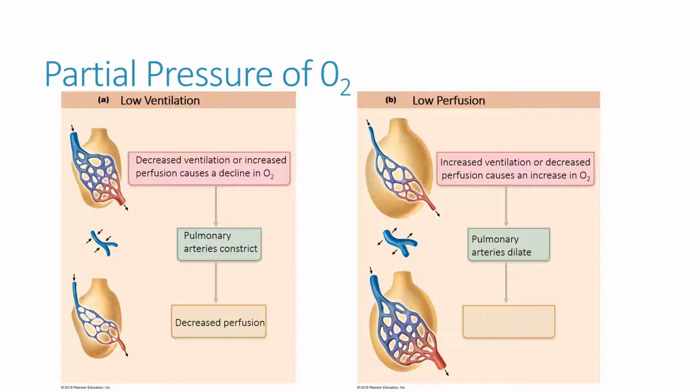In this case, the high oxygen content will cause the pulmonary arteries to vasodilate, sending extra blood in through this capillary bed. That will increase the rate of perfusion. As blood goes racing through this capillary bed, there's less time to properly load it with oxygen, and so the oxygen level of the blood leaving this capillary bed can be controlled in this way.